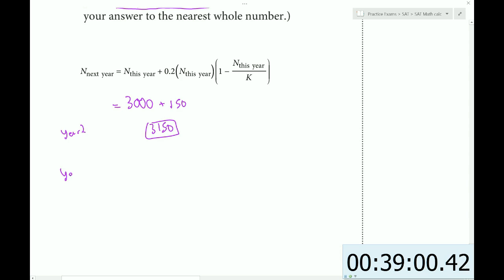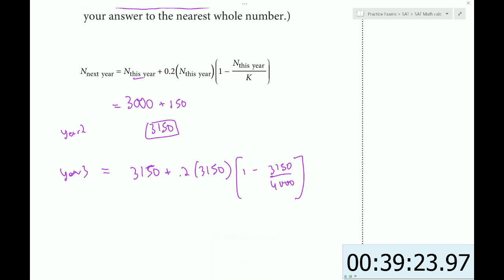But we want to go to year 3. Okay, so year 3 would equal year 2's amount, 3,150. We're basically going to use that as this year now. Plus 0.2 times, again, 3,150. And then 1 minus 3,150 over K, which is 4,000.